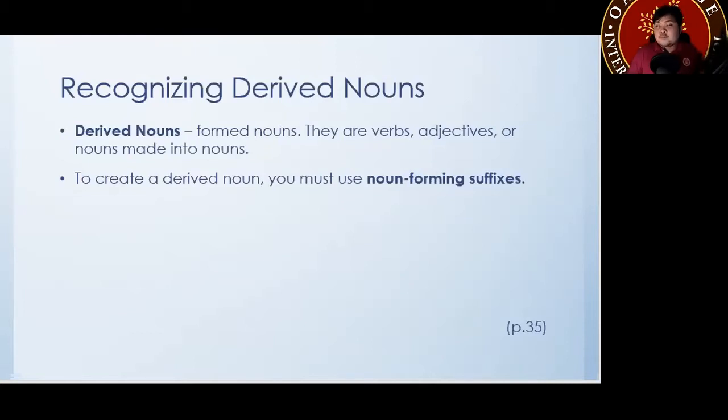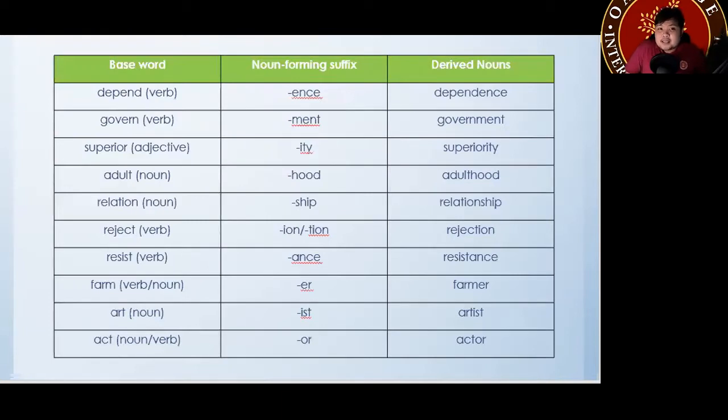Again, suffixes are those words that you add at the end. So when you want to make something a noun, you have to put a noun forming suffix, and when you do that, you make it a derived noun. There are a lot of noun forming suffixes that we'd like to discuss right now. We're going to be looking at a table. The first column is the base form, the base word, followed by the noun forming suffix, and then the derived noun. What would happen when you add it?